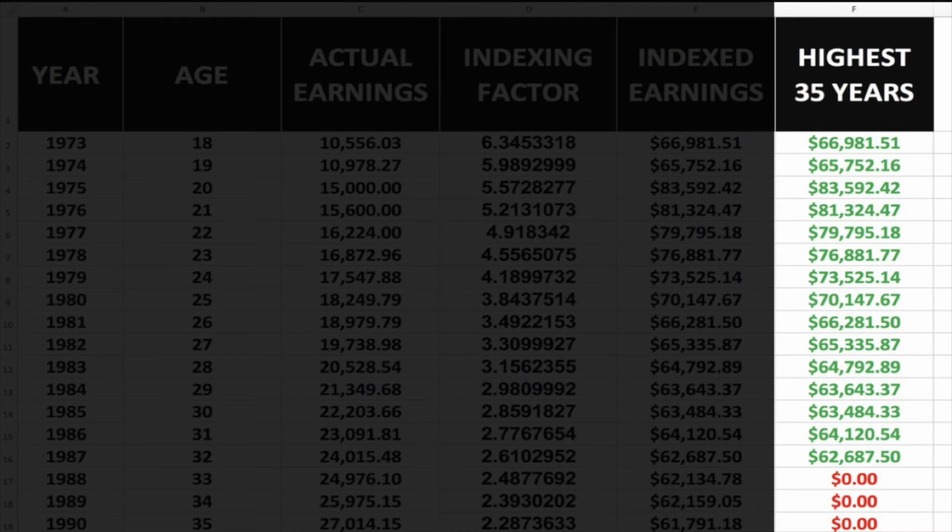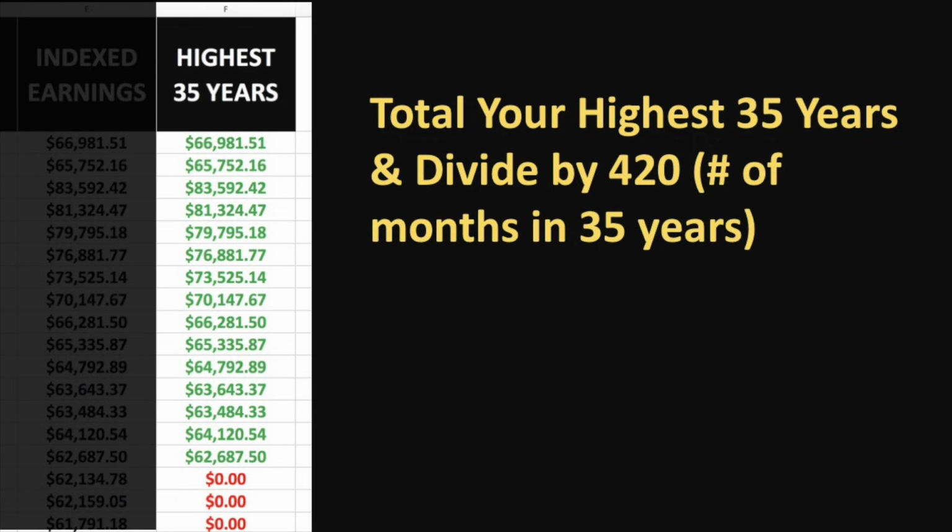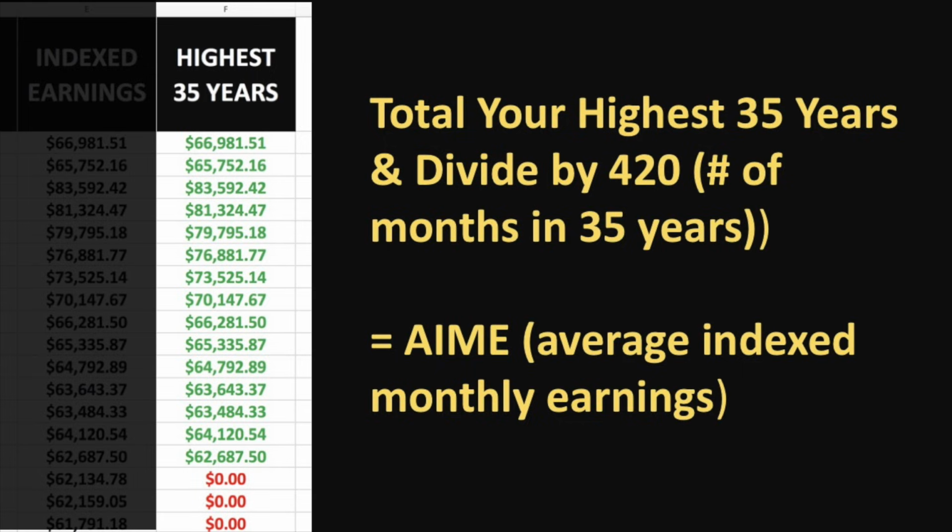But once you have your highest 35 years in the last column, you just need to sum them up and divide by 420. Now you divide by 420 because that's the number of months in 35 years, and we need to get average earnings expressed as a monthly number. And once you do this, congratulations, you have your averaged indexed monthly earnings and have finished the first and hardest step of this entire calculation. It's all downhill from this point.